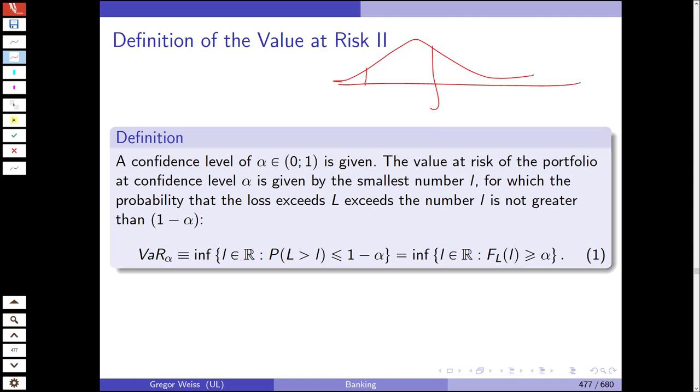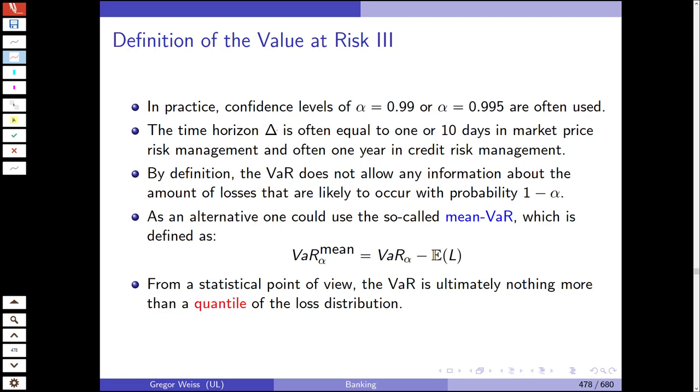The 50% quantile is famously called the median. We don't use the median, but usually we'll concentrate on the 1% or 2% value at risk. And then if you take confidence level, it's equivalent to the 99 or even 99.5% quantile. In market risk, we usually take 10 days as a time horizon. In credit risk, it's usually 1 year. You can also use a mean VaR, which simply subtracts the expected loss, but it stays a quantile.